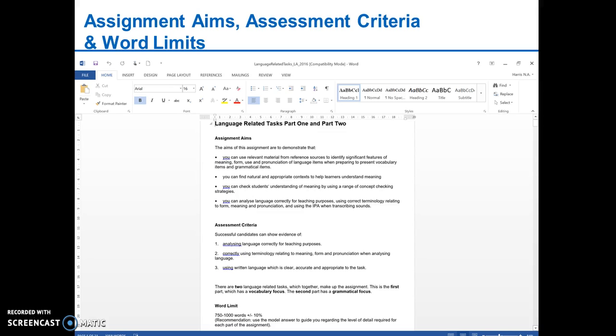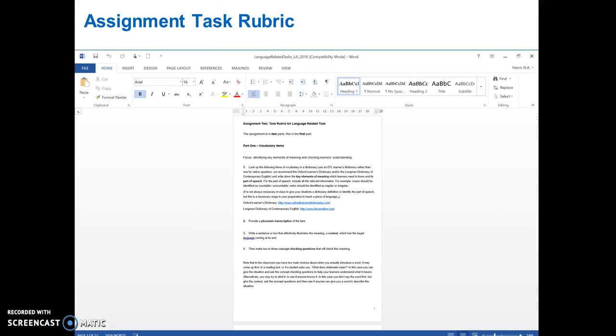sections, we recommend that you also look at the model answers which are provided, as these will give you a clear indication of the level of detail required for each part of the question. Now, the question itself is explained in the assignment task rubric. And again, it's important that you read this carefully to understand exactly what is required for the vocabulary part of the language-related task. It's divided into a number of sections.